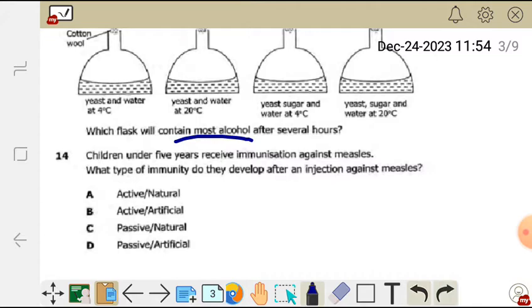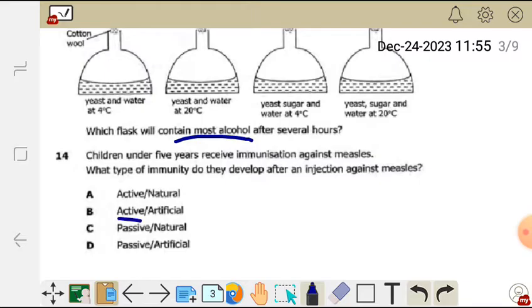Active and natural immunity is when the body itself produces antibodies after you suffer from a certain disease. After that, the body will develop a defense against that disease, so that next time you suffer from it, the body will be ready to protect itself. Okay, that is active and natural. Your own body, after suffering from a certain disease, develops a defense.